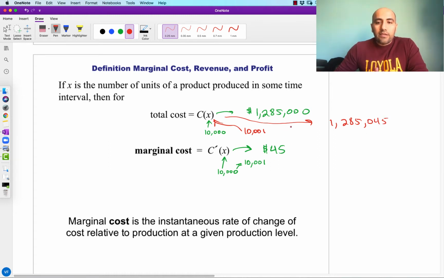Now, I want to be clear, this is just an approximation. This isn't going to be exactly $45 because this is an approximation, right? So it'll be about that. Maybe the real answer is $44.85. We're like, okay, 45 is a pretty good approximation. This $44.85 that it went up, and in fact, your marginal cost, this approximation was 45. So it's a pretty good approximation, but it's not going to be exact.